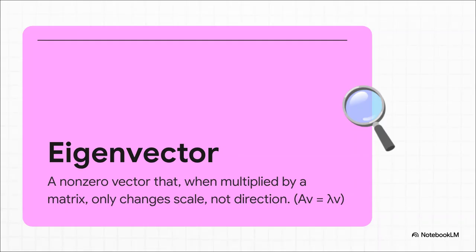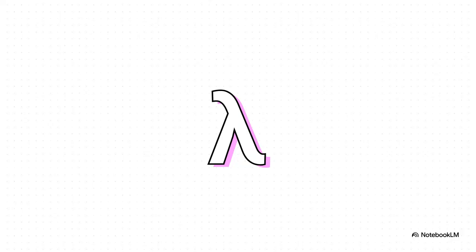An eigenvector is that one in a million vector whose direction is totally unchanged by the matrix transformation. It points along a core, fundamental axis of the transformation itself. And that amount that it gets stretched or shrunk by, that little scalar value, that's called its eigenvalue. We use the Greek letter lambda to represent it. So the eigenvector gives you the stable direction, and the eigenvalue tells you just how much of a stretch or a squish happens along that direction.